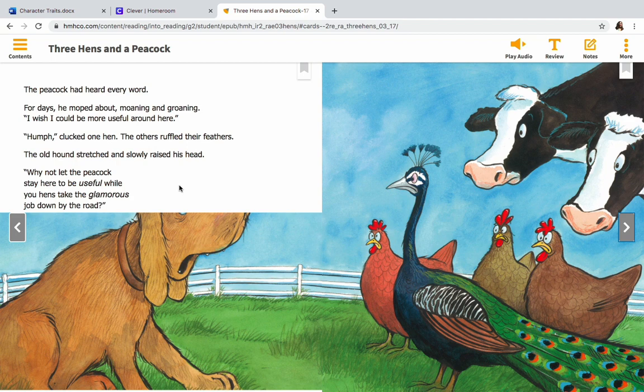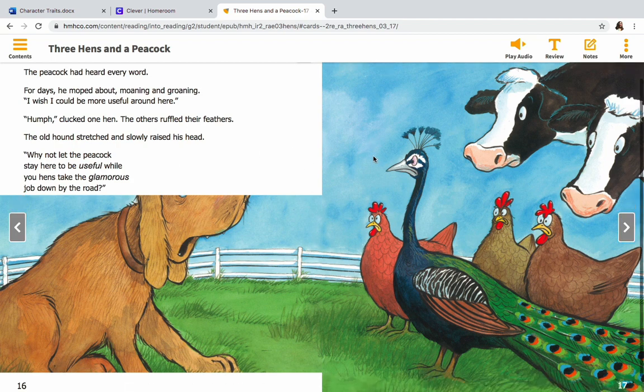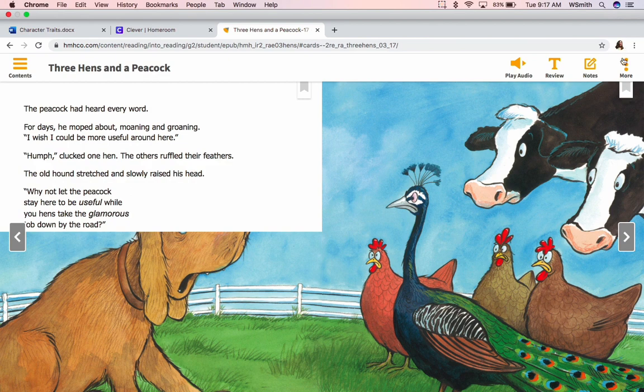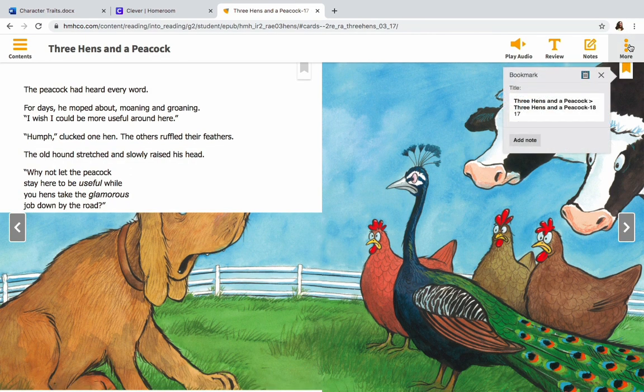The peacock had heard every word. Hang on a second. There's a little issue.